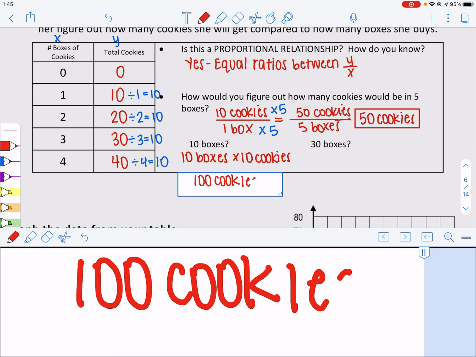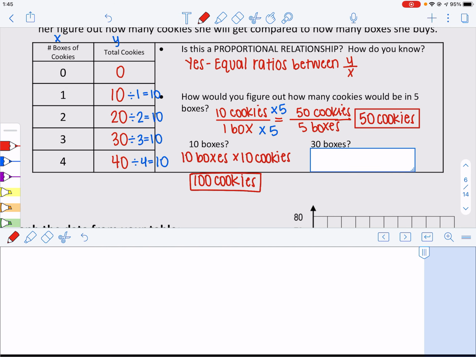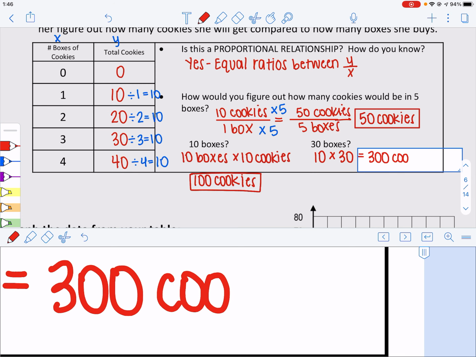All right, go and try this. Try the next one. What if you bought 30 boxes of cookies, how many total cookies would you have there? All right, so if there's 10 cookies per box and you bought 30 boxes, that would give us 300 cookies.